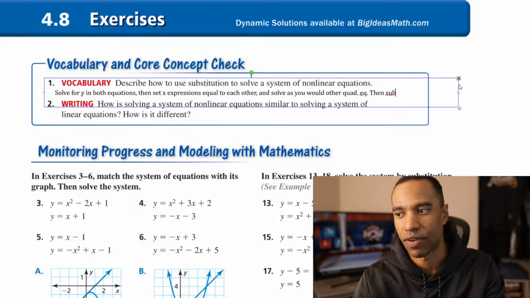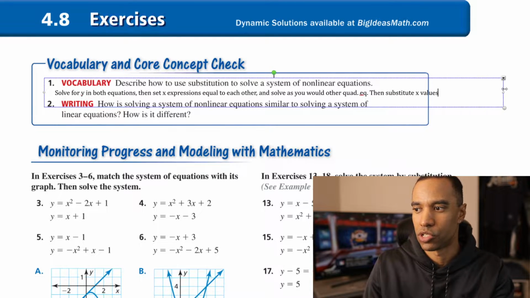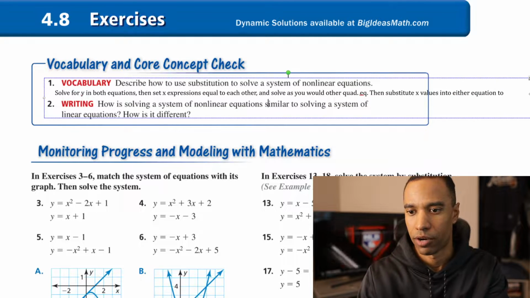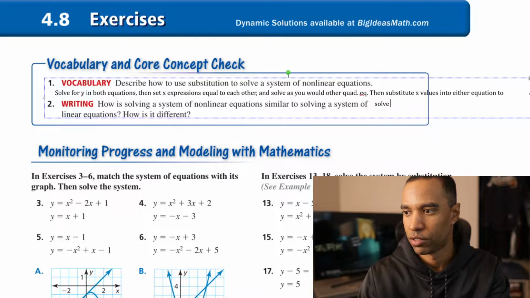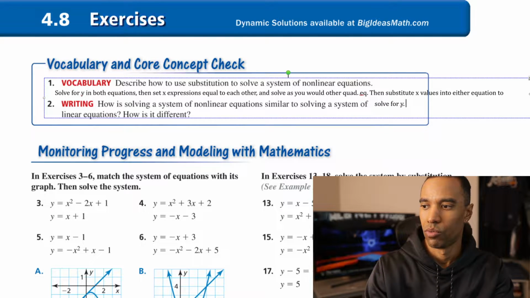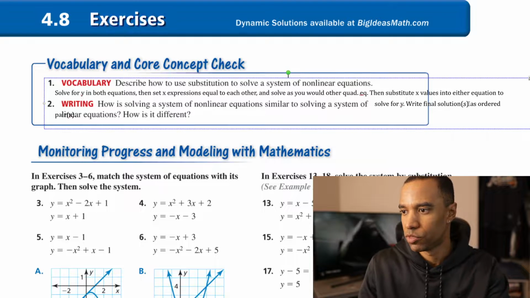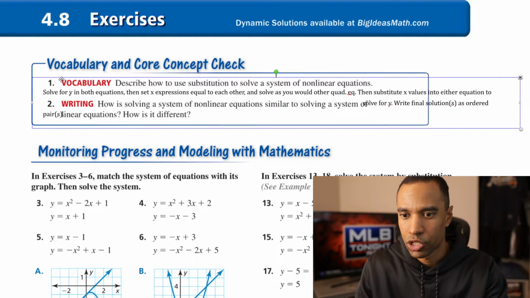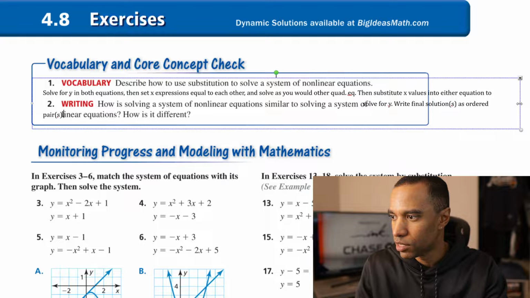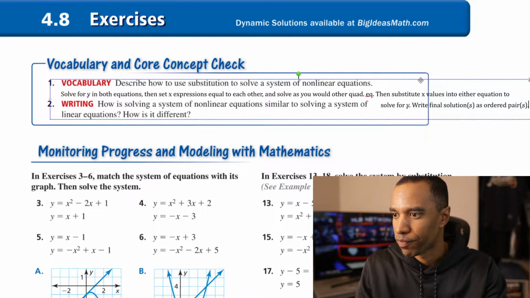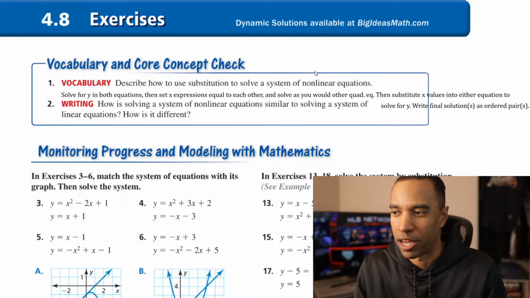Then substitute x values into either equation to solve for y. I ran out of room here to solve for y. Write final solution as ordered pairs. Solutions as ordered pairs. Oh, just ran out of room there. Let's shift that just a little bit, and pairs. All right. There we go. Lots of room right there. Normally you'd write that on binder paper, right?